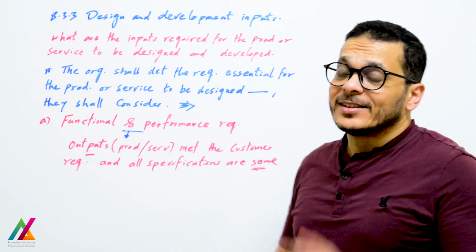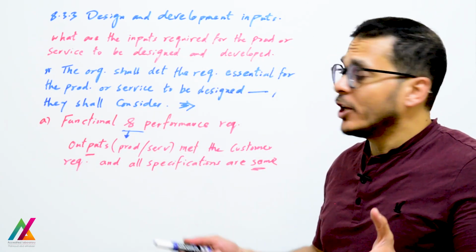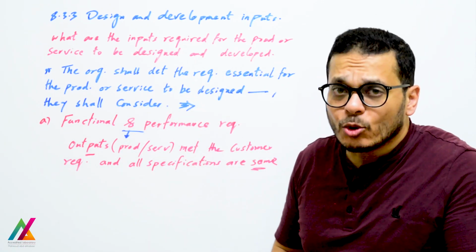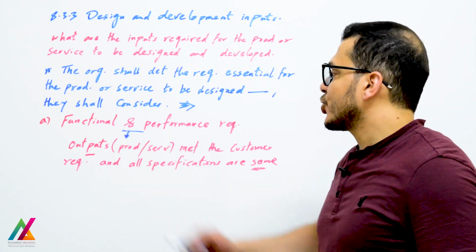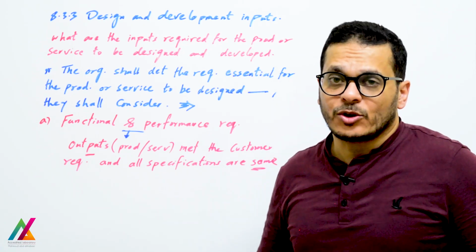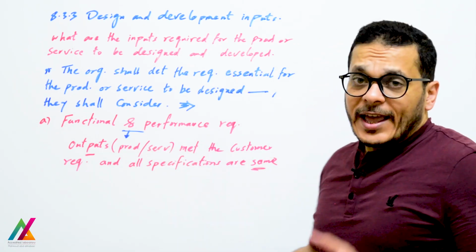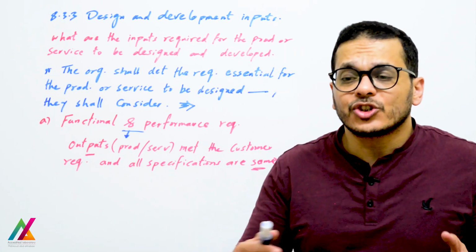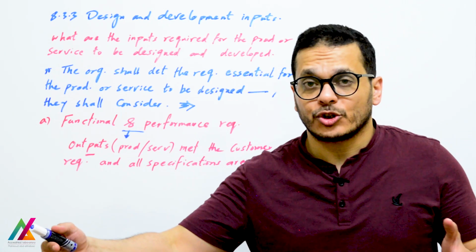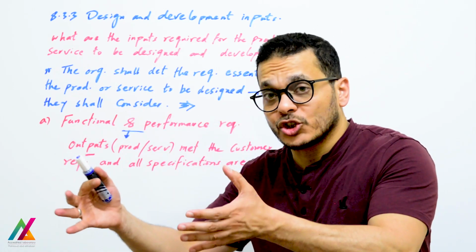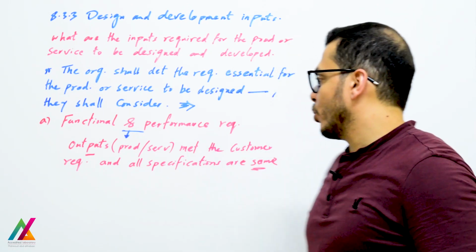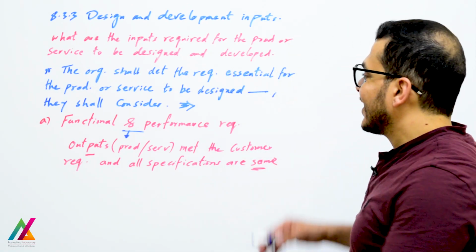The organization shall determine the requirements essential for the product or service to be designed and developed, and shall consider the following points: functional and performance requirement. What are the functional and performance requirement? The outputs, as I said before in the previous lecture, shall meet the requirement of the customer, shall meet the inputs. So you shall determine all inputs very well to have at the end outputs which meet the inputs or the requirement of the customer. So this is very important.